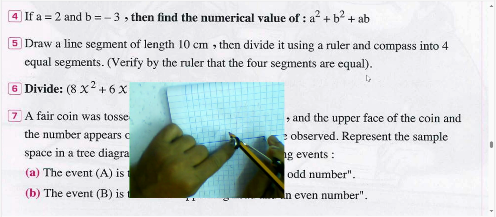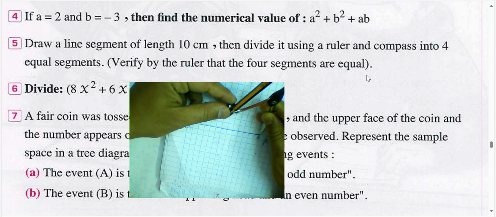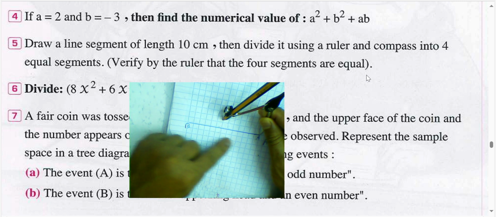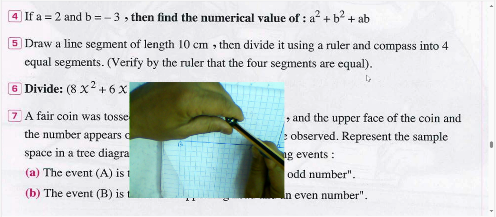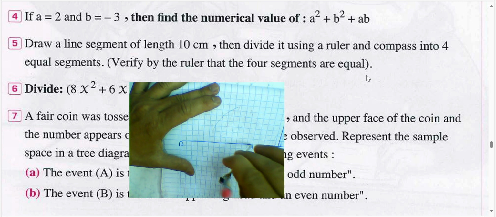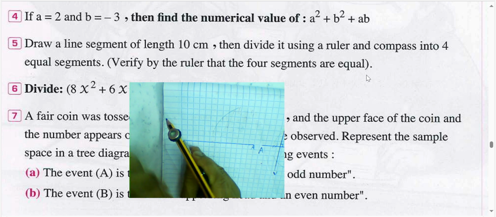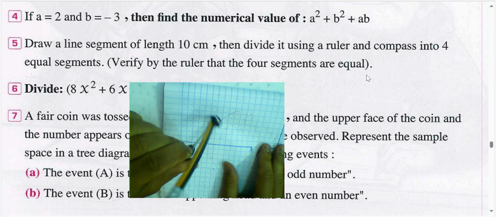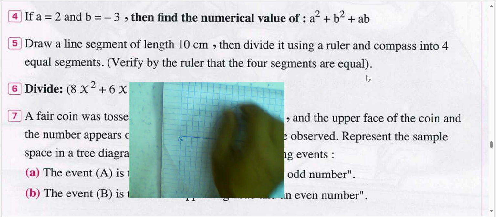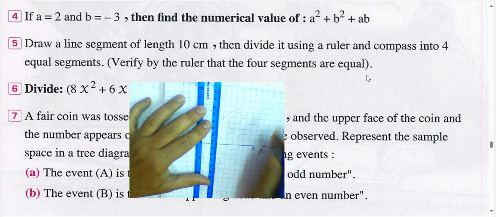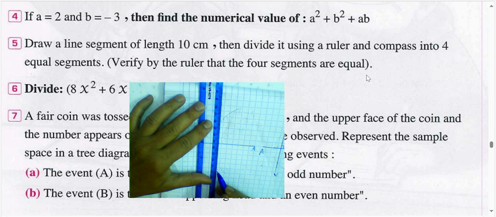Open the compass greater than half of AB, and then draw an arc up and down. Don't change the opening of the compass. Okay, start from A and then from B, draw the other arc, and then use a ruler and a pencil to draw the line of symmetry like this.